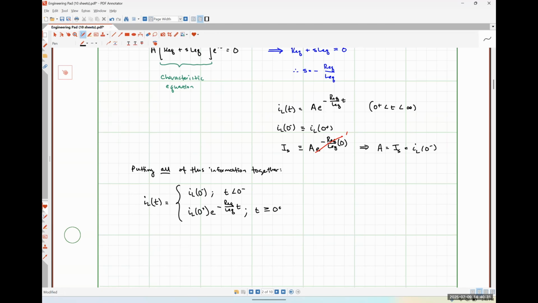So I've done a couple of little things here that I'd like to explain. The first is, here I said A is equal to IL at 0 minus, and here I say that A is essentially IL at 0 plus. I'm able to make that change because my inductor current doesn't change abruptly. So that doesn't hurt anything at all.